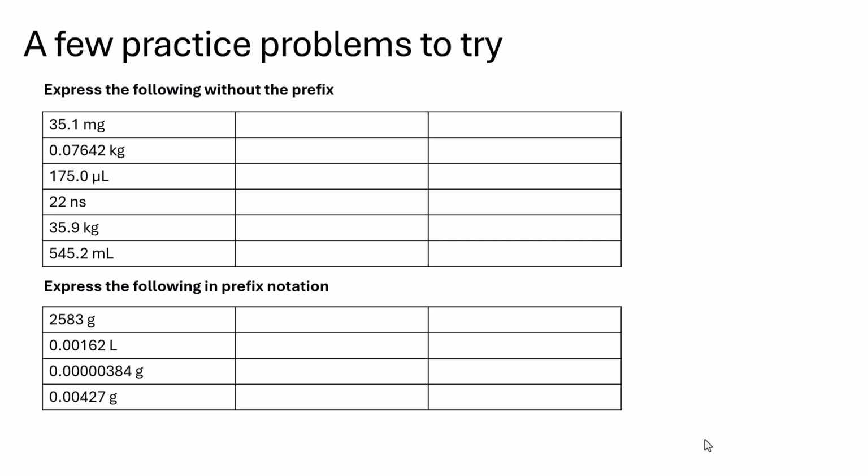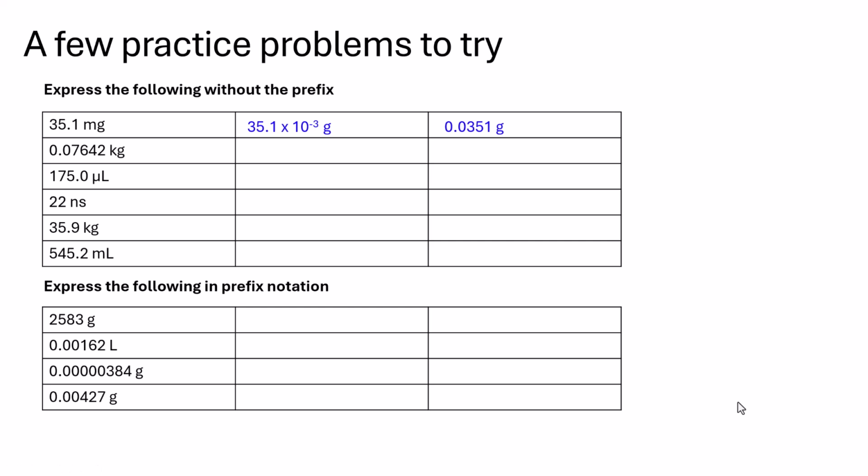So 35.1 milligrams. So we have milli, and I know that you've already committed this to memory. So really what we have here is 35.1 times 10 to the minus 3. The times 10 to the minus 3 just substituted in for the milli. And so when we do the math for this, it's 0.0351 grams.